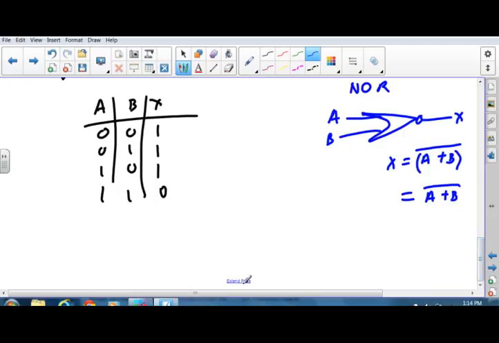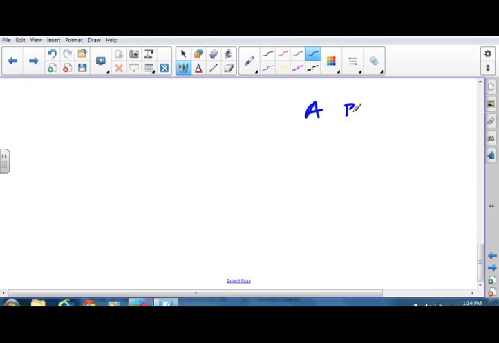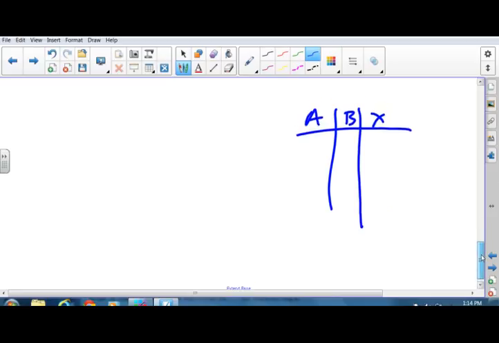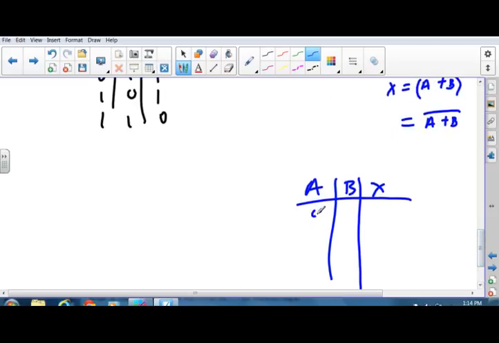We have a truth table, A, B, X. Real fast, no, I'm not. This is all review. 0, 0, 1; 0, 1, 0; 1, 0, 0; 1, 1, 0. There we go. Bunch of zeros.